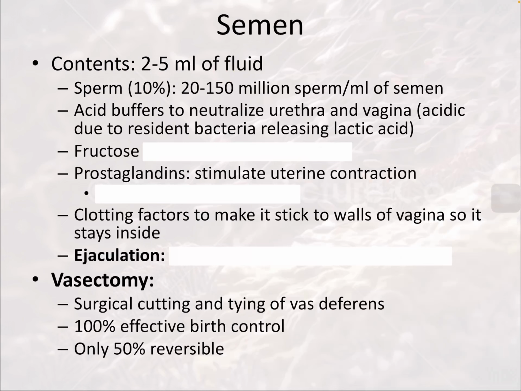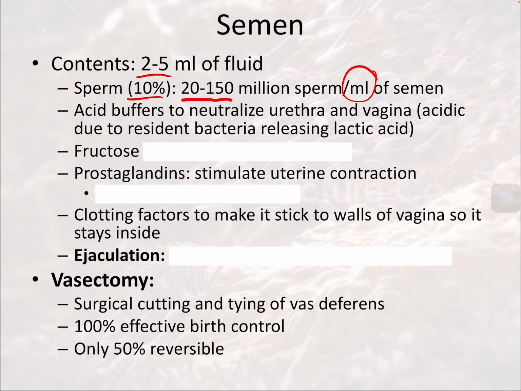Okay, so when it comes to the ejaculation process, semen is the name of the fluid that's released, and it's typically about 2 to 5 mils of fluid. Okay, only about 10% of that is sperm, but in those 2 to 5 mils, there's somewhere around 20 to 150 million sperm per milliliter of semen. Okay, so lots and lots of sperm per mil of semen.